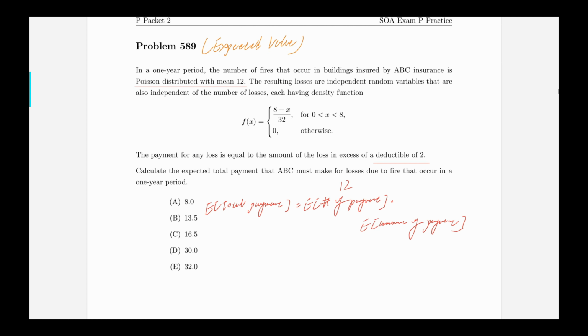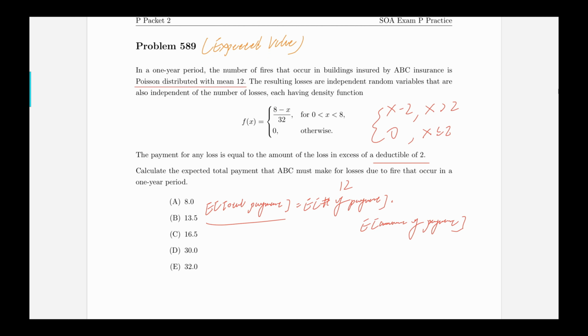If the loss is less than 2, then the company is not gonna pay. If the loss is greater than 2, then the company is gonna pay the exceeding part. So if x is less than or equal to 2, the company pays 0. If x is greater than 2, then the company pays whatever is more than 2, so x minus 2. Okay, so this is what the deductible means. Now let's go ahead and see if I can find the total payment.